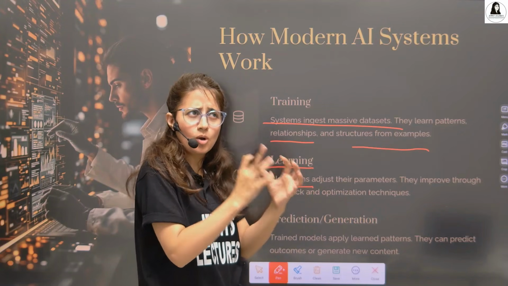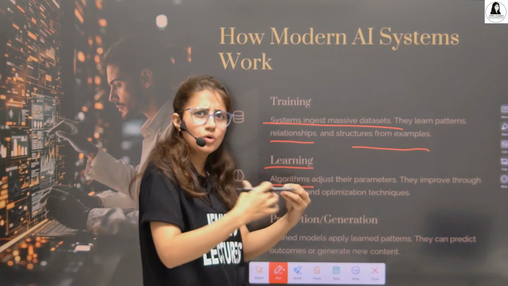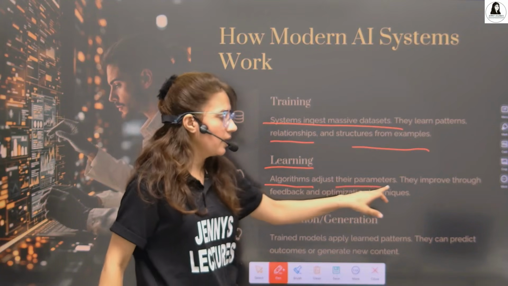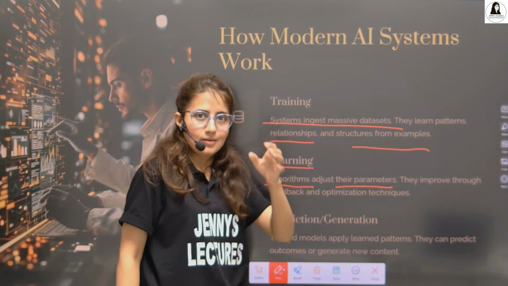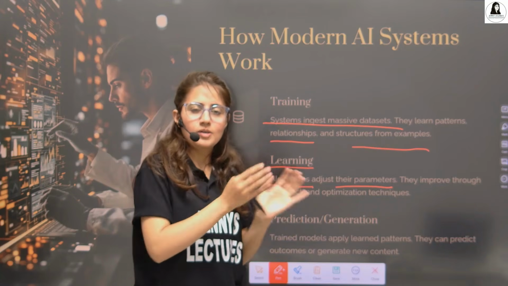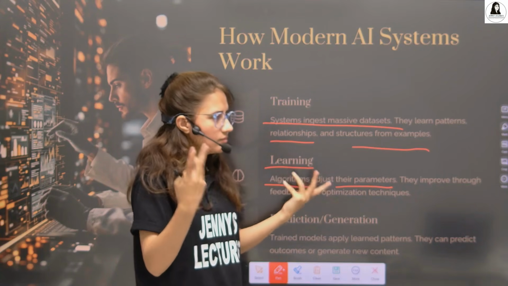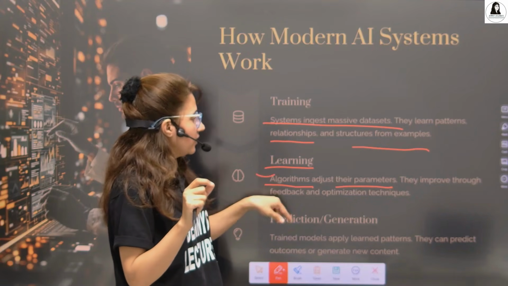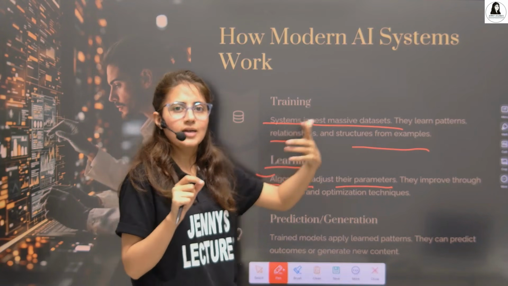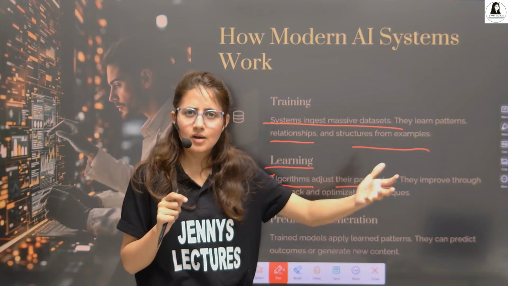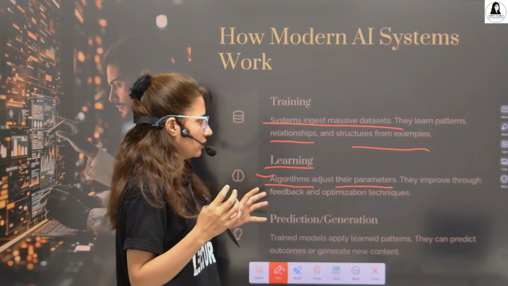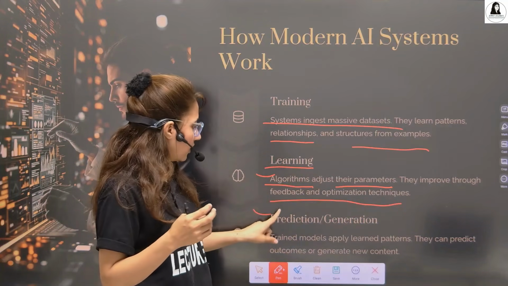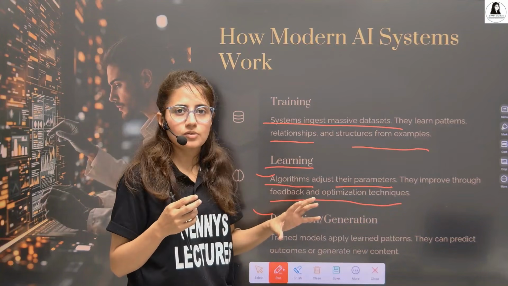There are solid and complex algorithms working, neural networks, deep neural networks. Those algorithms adjust their parameters. If you go deep, there are so many parameters in those algorithms, but we will not go that deep. Behind the scenes, algorithms are processing that data, optimizing it, enhancing it, learning the patterns, and they improve through feedback and optimization techniques.